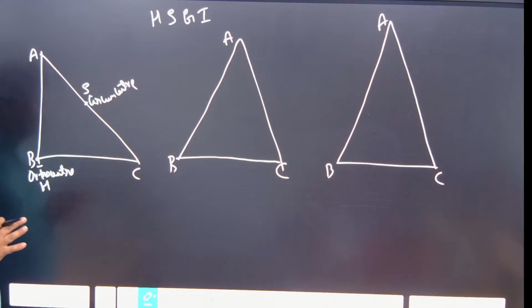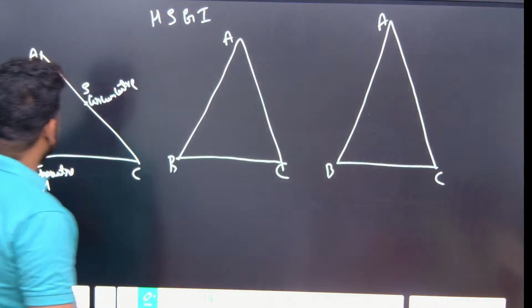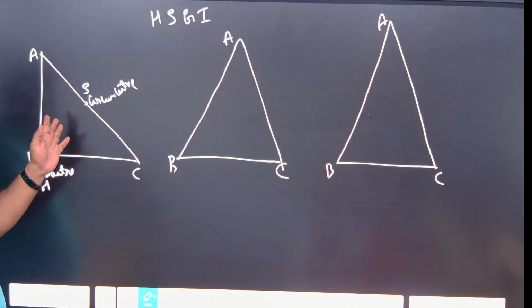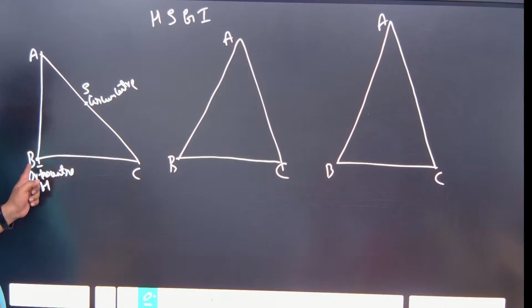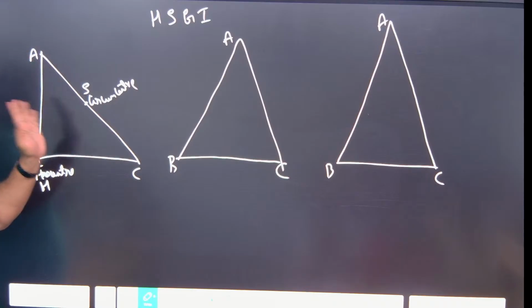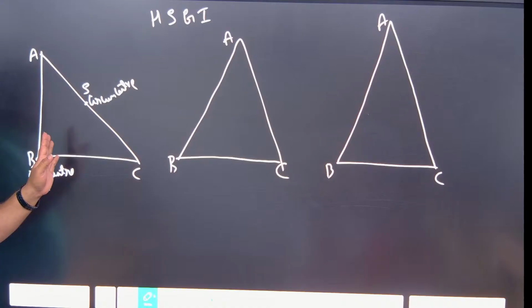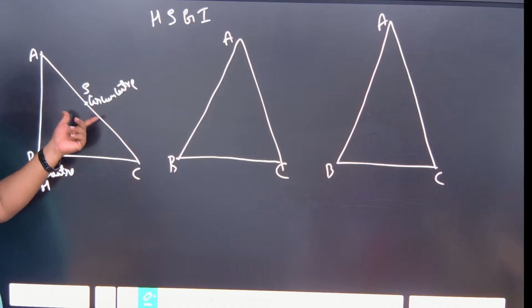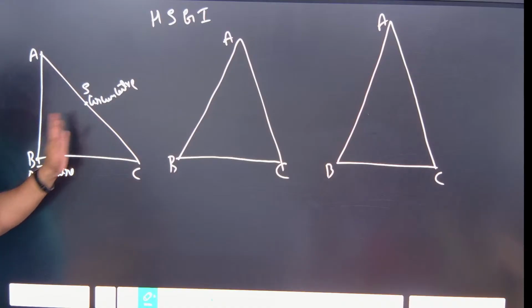So when it comes to a right angle triangle, the vertex that is having 90 degrees, that will become the orthocenter. So this will be the orthocenter and this will be the circumcenter, which is the midpoint of the hypotenuse. So when a right angle triangle is given, you don't have to keep searching for where the circumcenter and orthocenter are. Directly you should be able to identify.